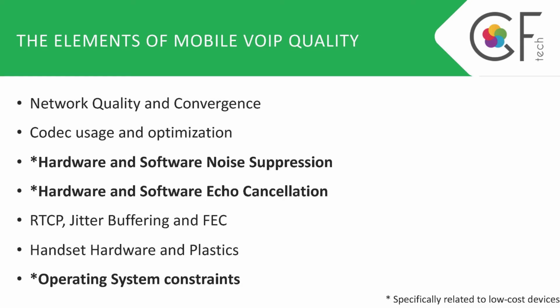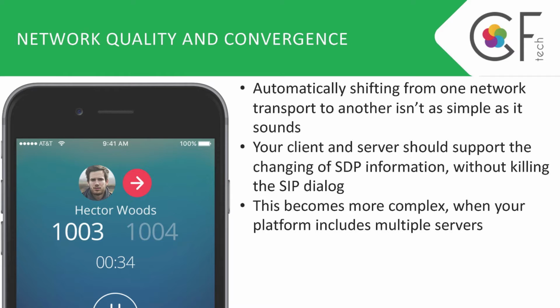So for example, network quality and convergence. What does that mean? We want to be able to traverse from a Wi-Fi network to a 3G, an LTE, a 3.5G network, and back while we're on the same call without disconnecting it. Can you imagine? I'm on a call, I'm in the yard, I'm going to go home, I'm on the Wi-Fi, it's gone. How annoying is that?